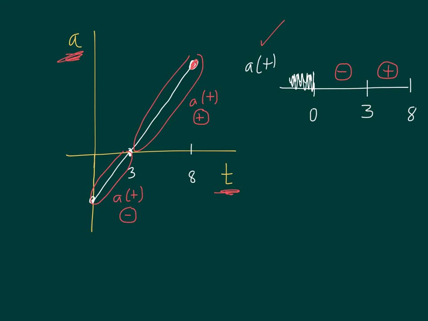Oh, and I forgot to add that this point here at 3 is when we have an acceleration of 0, and when we have an acceleration of 0, we have constant velocity. Okay? So anytime the acceleration is 0, we have constant velocity. Again, that's kind of like your cruise control in a car.